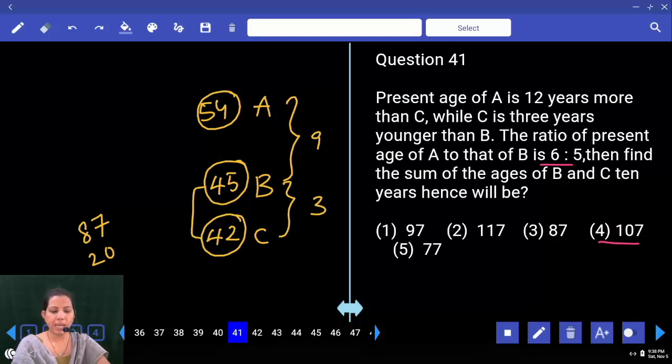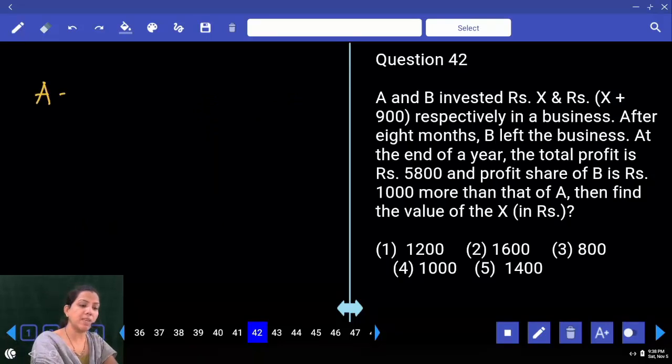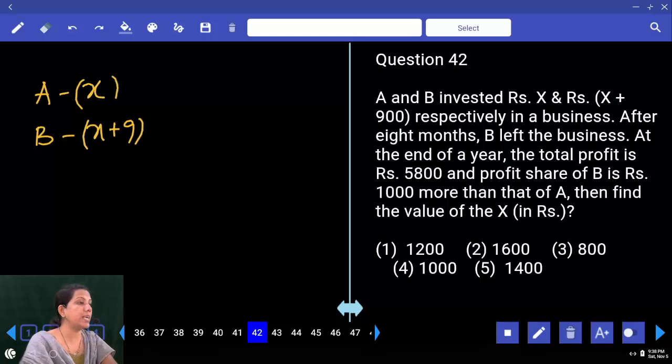Next question number 42. A and B invested X rupees and X plus 900 rupees respectively. So my assumption, A's investment is X hundreds and B's investment is X plus 900s. A's investment is X hundreds and B's investment is X plus 900s. X is in hundreds, X is not a plain number, it is written in hundreds.